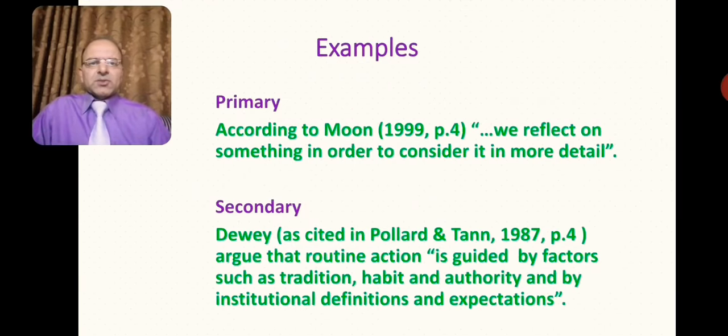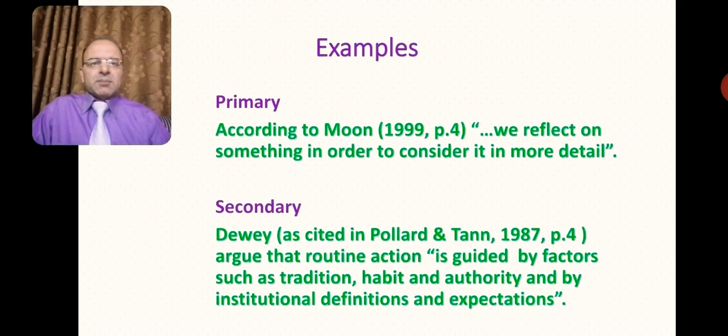Here is an example to understand the primary sources of a reference. Here is a reference in my own thesis, and the reference is to Moon 1999. This is a primary source, because I read this book of Moon 1999 and I had access to it, so I use it as a primary source. In this reference, you can see that I have quoted from Moon 1999 on page 4.